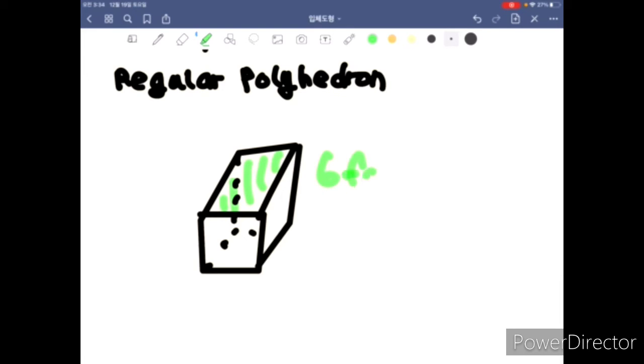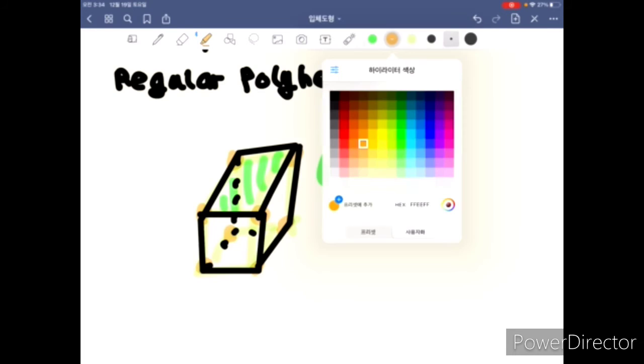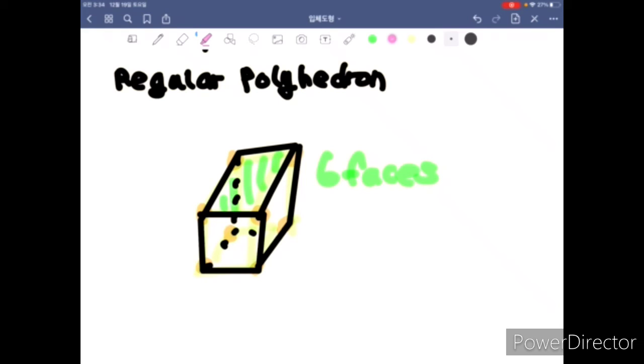6 faces and 8 vertices, and 12 edges. And the shape of the faces is all square, as we can see.